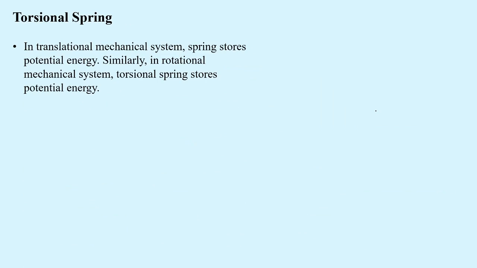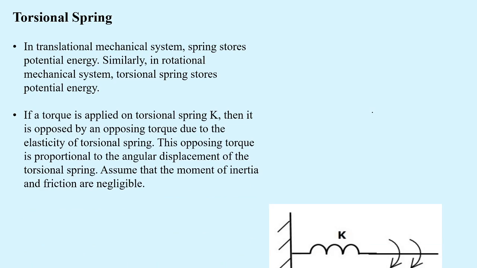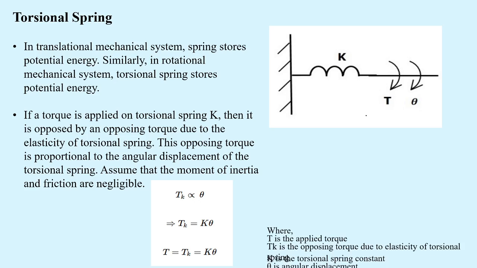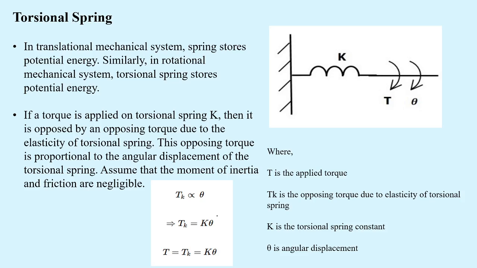Torsional spring also works same as the translational system. It stores the potential energy, and when torque is applied to the torsional spring, it opposes the torque due to the elasticity of the spring, and this torque is proportional to angular displacement. Therefore, T is directly proportional to theta. Therefore, T equal to K theta. K is the torsional spring constant here, and T is the torque. Theta is the angular displacement.